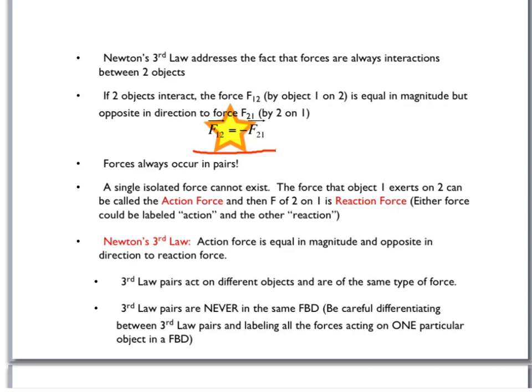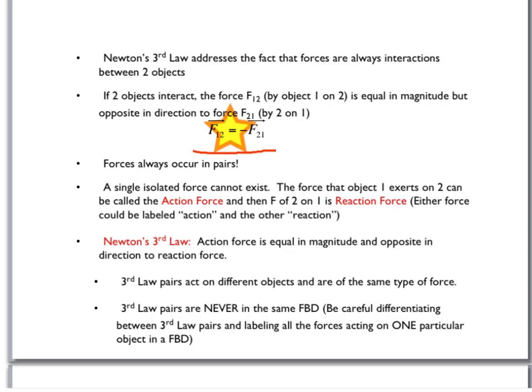Think about it as maybe pushing your hand against your desk. However hard you push against your desk is going to push back on you with the exact same amount of force, but in the opposite direction. Really, this means that forces will always occur in pairs. A single isolated force cannot, in fact, exist.